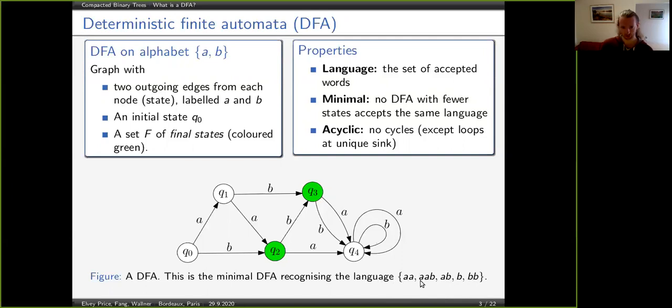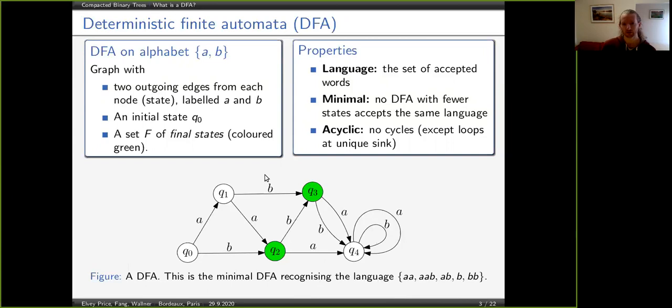So the reason, for example, why AAB is in the language is that if we start at the initial state and go AAB, then we enter a final state. And that's the same for all 5 of these words, and these are the only 5 words for which that is the case. For example, AAAB isn't in the set because if we went AAAB, we wouldn't be in a final state.